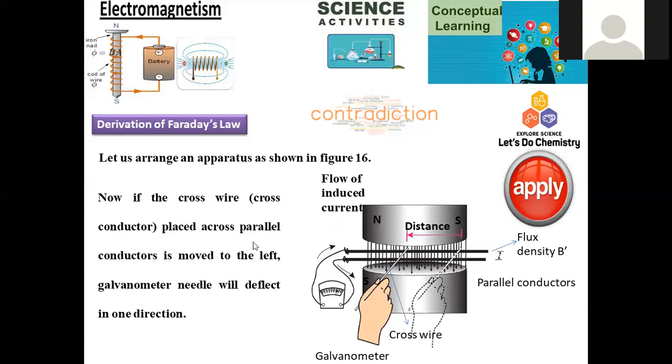Now, if the cross wire placed across the parallel conductor is moved to the left, the galvanometer needle will deflect in one direction. So here cross connecting wires are present, and what we are doing is moving all the cross connecting wires towards one direction, towards the left hand side only. In that case, you can notice the galvanometer needle moves only in one direction, because all are moved towards the left hand side, so the needle is moving to one side only.